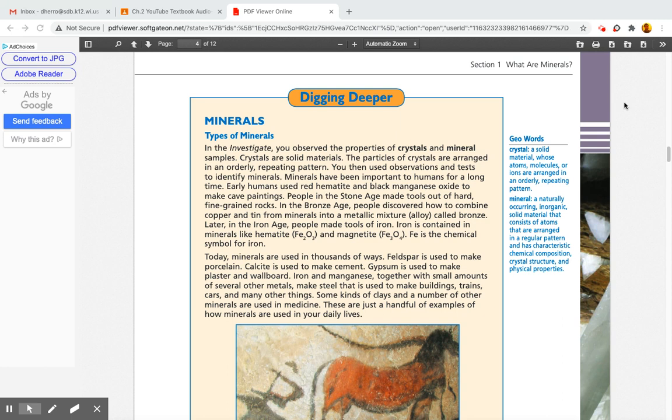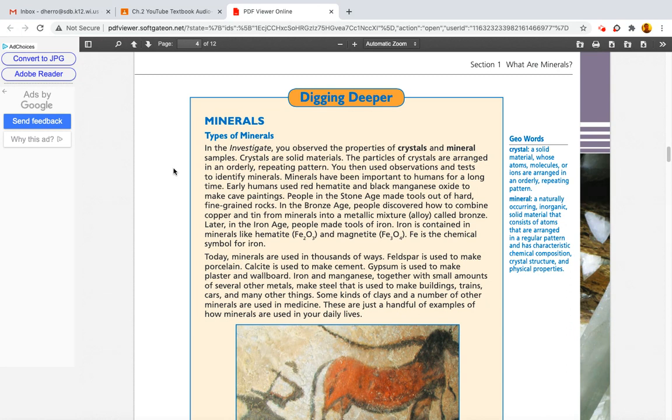Physical World, Chapter 2, Section 1, Digging Deeper, Minerals, Types of Minerals. In the Investigate, you observe the properties of crystals and mineral samples. Crystals are solid materials. The particles of crystals are arranged in an orderly, repeating pattern. You then used observations and tests to identify minerals. Minerals have been important to humans for a long time.